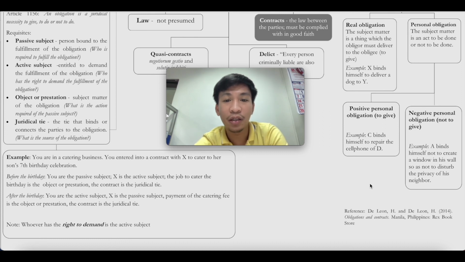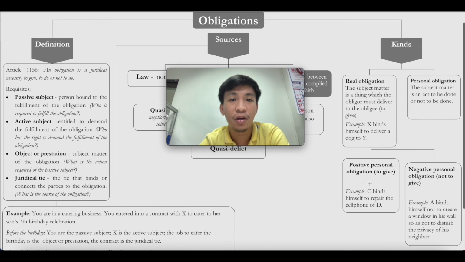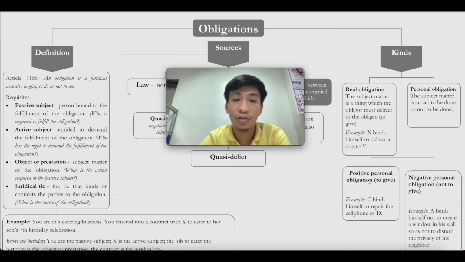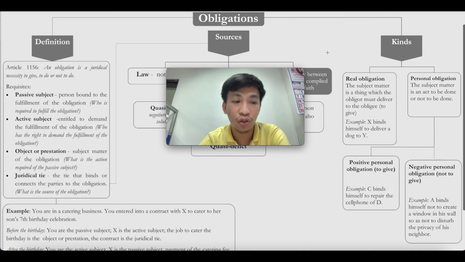So I hope the concept of obligation in general is clear to us. What we learned today is the definition of obligation under Article 1156, the sources, and the kinds of obligation. There are four requisites of obligation: passive subject, active subject, object or prestation, and the juridical tie. There are likewise five sources of obligation: law, contracts, quasi-contracts, delicts, and quasi-delicts.